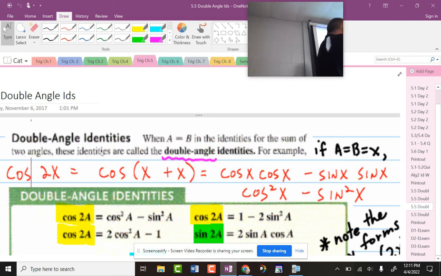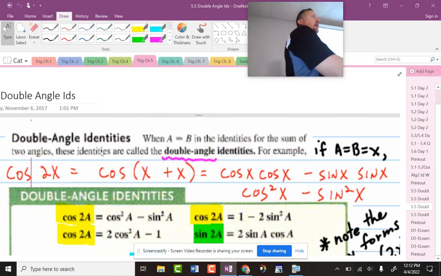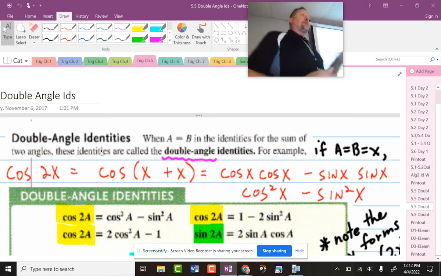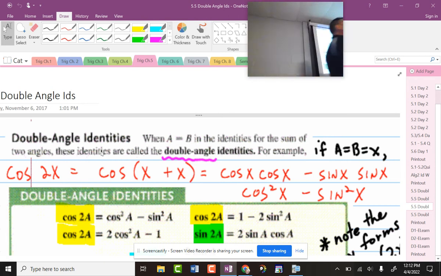Subtract sine squared. Cosine squared is 1 minus sine squared. If I put 1 minus sine squared minus another sine squared, then that turns into 1 minus 2 sine squared. You don't have to know this, but I want you to know why there are three different forms of this formula. It's because of a Pythagorean identity substitution. Sine squared is 1 minus cosine squared. When you distribute that minus sign, the cosine squared becomes positive, and now you have 2 cosine squared minus 1. But what you do need to know is you have 3 options.